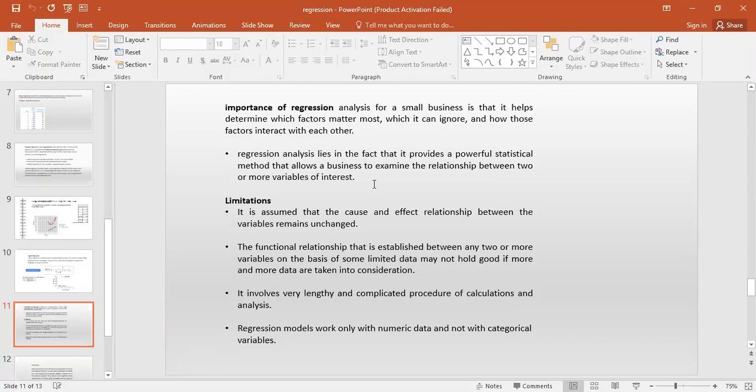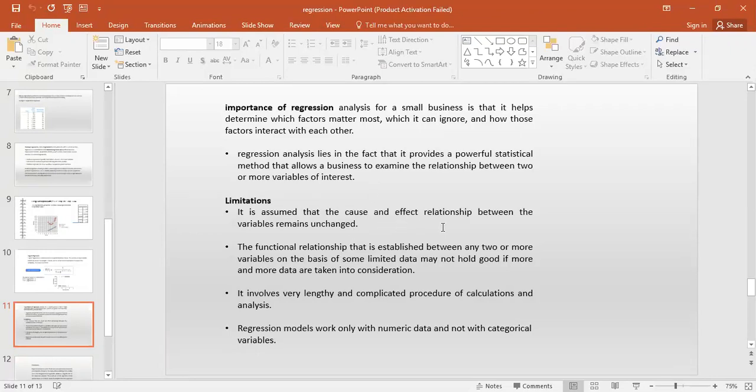And sometimes when we take a small amount of data, we draw a few results, but after taking a large amount of data for those variables, we get different outputs. So it varies based on the data set. That is also one of the limitations.